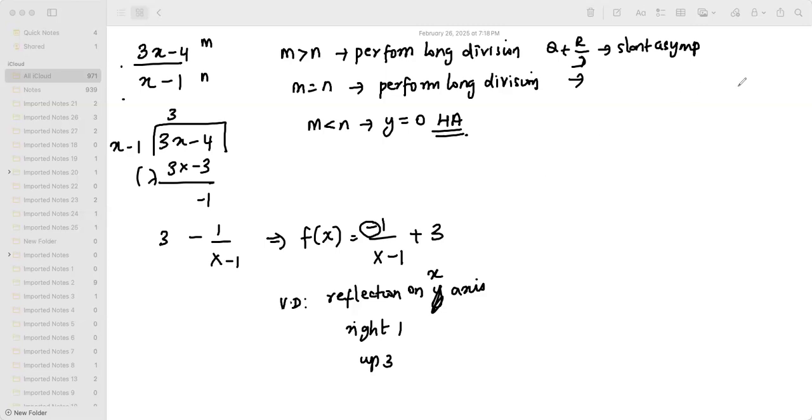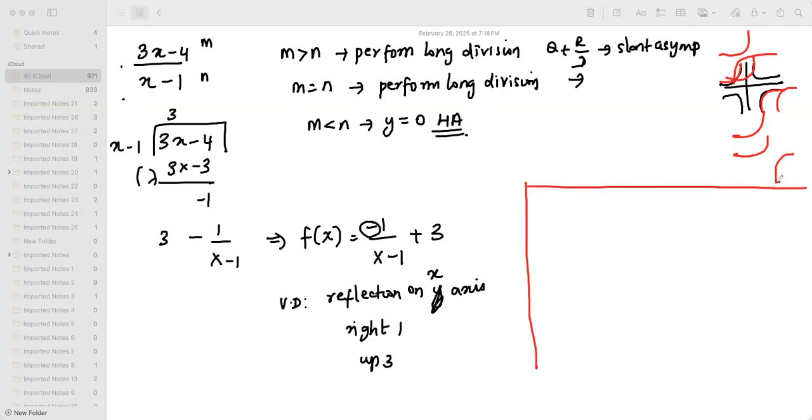So if you think about it, this is your parent function. When you reflect it on the x-axis, this comes here, this goes there. Let me draw it in a different figure. The transform function, I'll draw in red color. Then right one, it moves slightly like this, and then it goes up by 3. Am I making sense, guys? But this is not what we want, right?